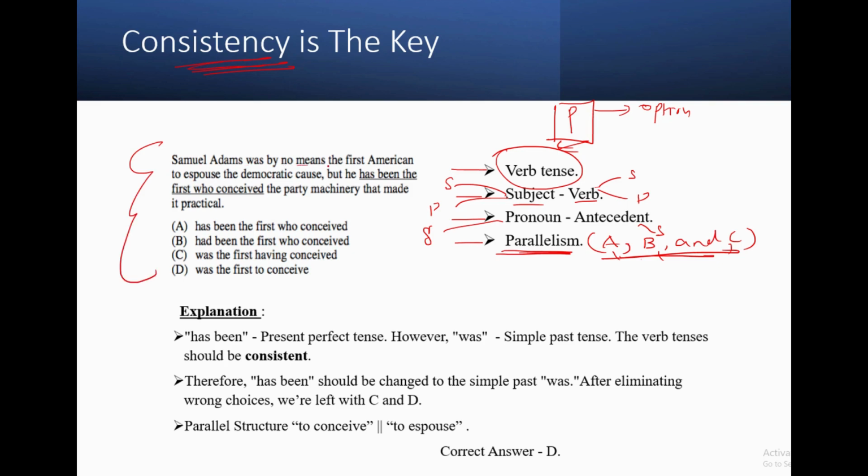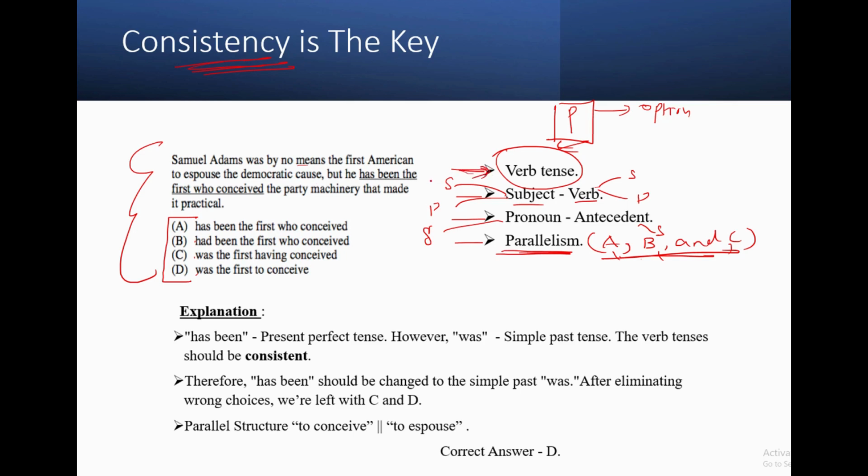Samuel Adams was by no means the first American to espouse the democratic cause, but he has been the first who conceived the party's machinery that made it practical. Now we know that we have a verb here. The options start with a verb here: has been, or had been, or was. So we know that this concept is testing us on a verb tense error.